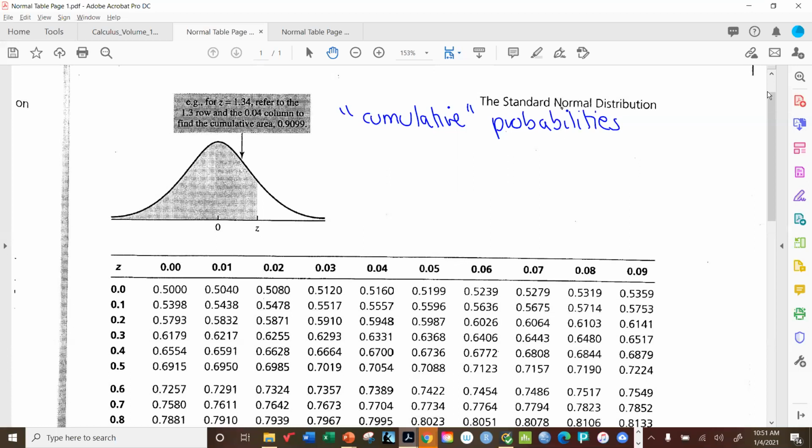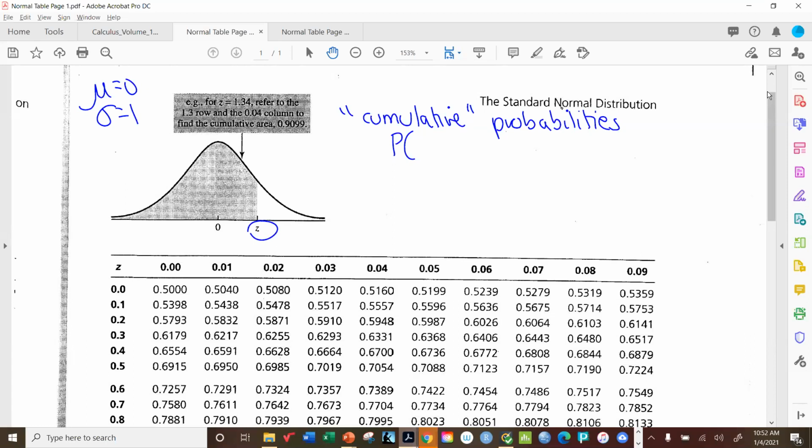Okay, cumulative probabilities, meaning less than. Now, here, by the way, this chart, that's the other thing I need to mention. You see how it says here, the standard normal distribution? This is based on the assumption that for all of these probabilities, mu equals 0, sigma equals 1, and you can tell because of the little z here.